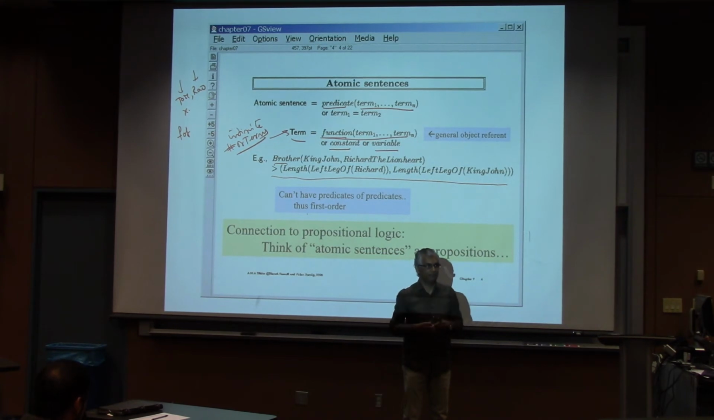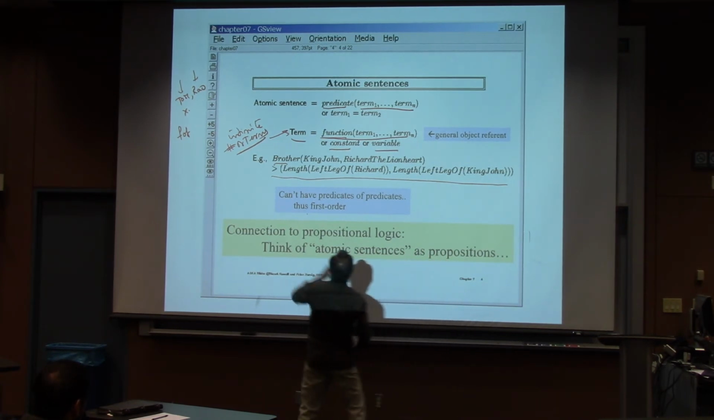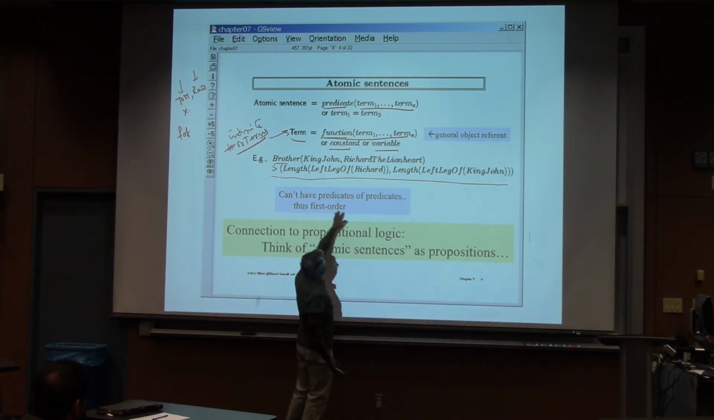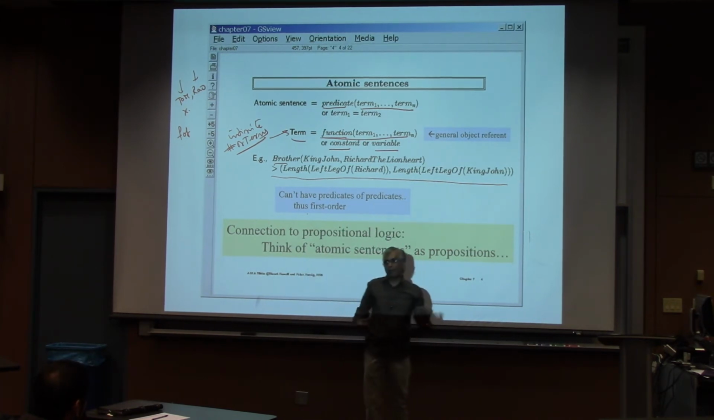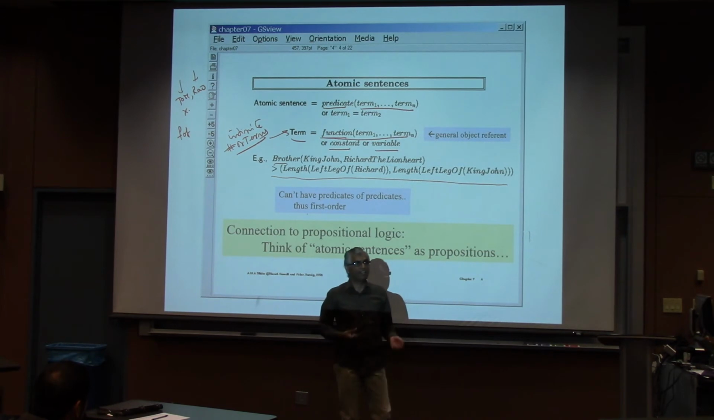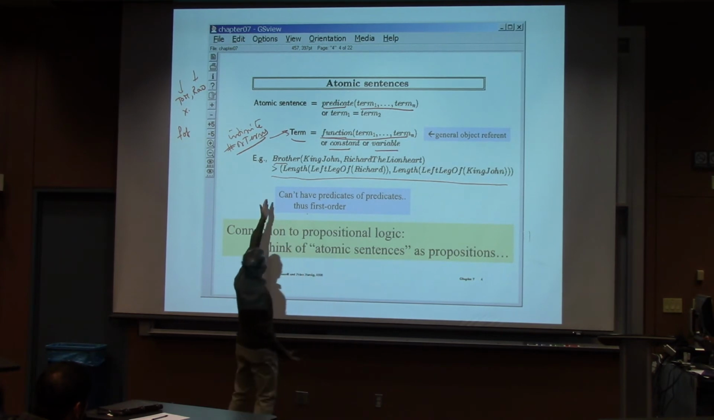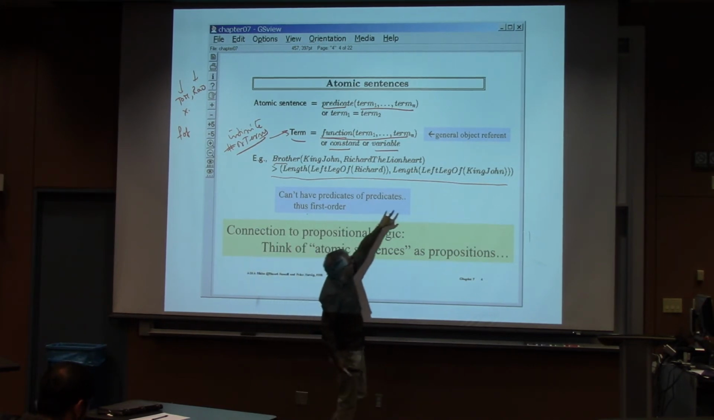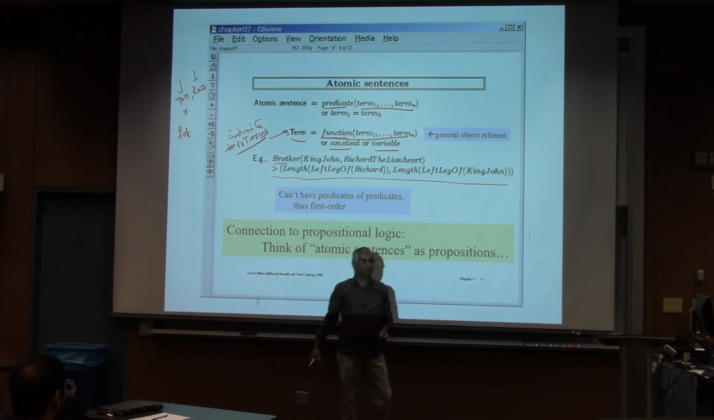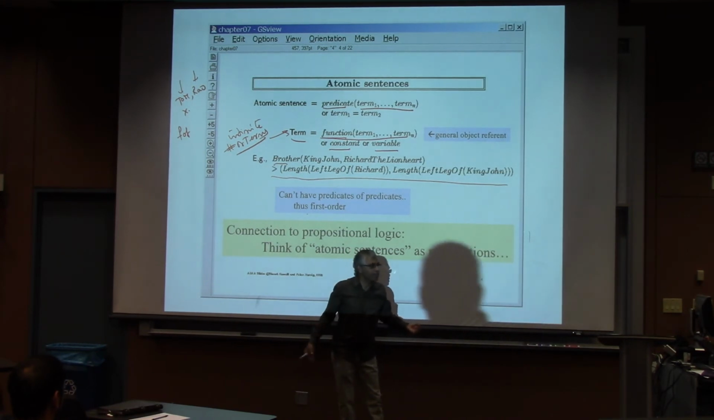Length is a number. So I wrote length of the left leg of Richard and length of the left leg of King John. Somehow we are into comparing left leg lengths of English names. And I make this very interesting statement that it is greater than. That is, Richard's left leg is longer than King John's left leg.